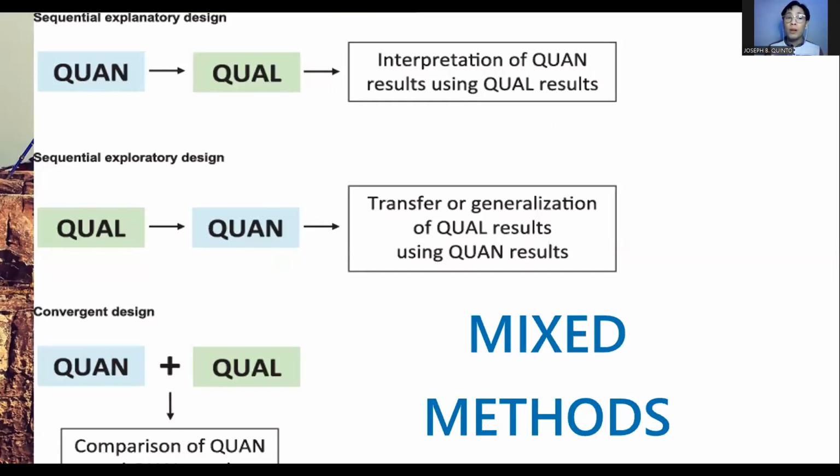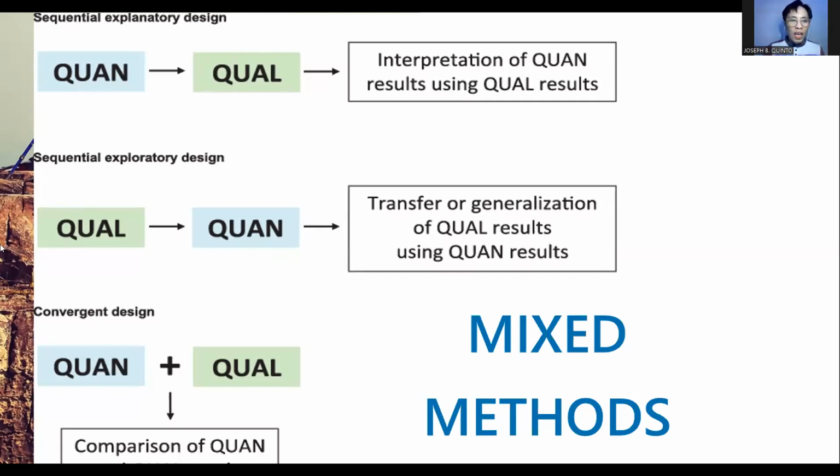But the most popular are the following. We have sequential explanatory design. This means you start quantitative in your approach, and then you follow it up with a qualitative approach. I have a study as a sample later. And then you could also have sequential exploratory design. You start with a qualitative approach, and then you support it with a quantitative approach.